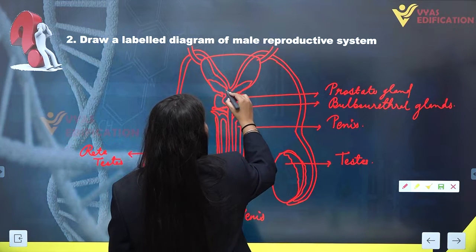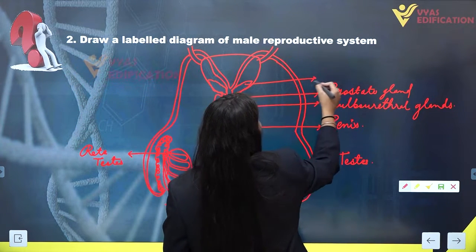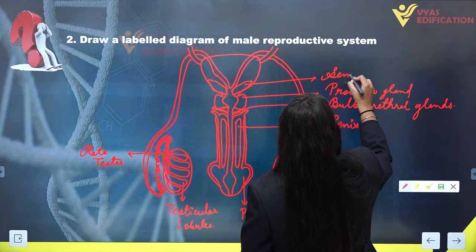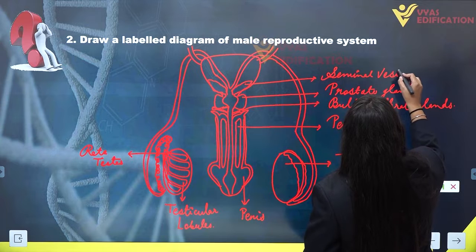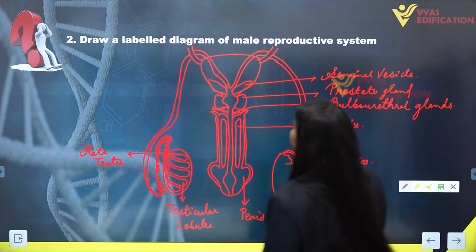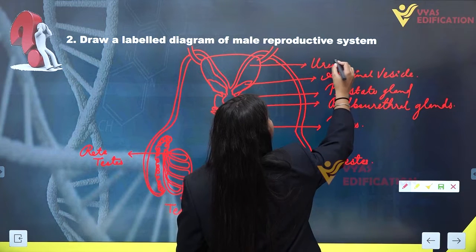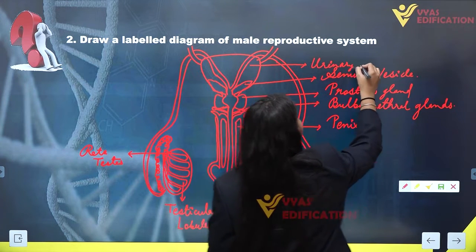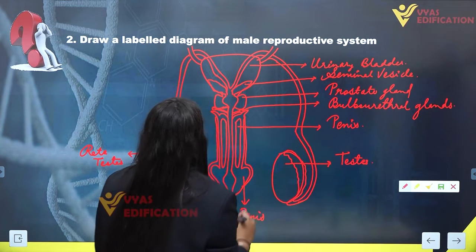Now these leaf-like structures you can see over here, these paired glands are known as seminal vesicle. These are glands, of course. This is urinary bladder.